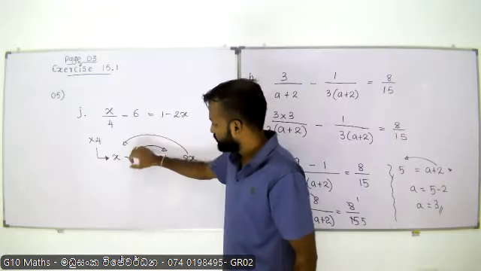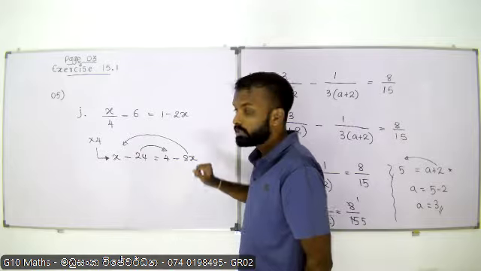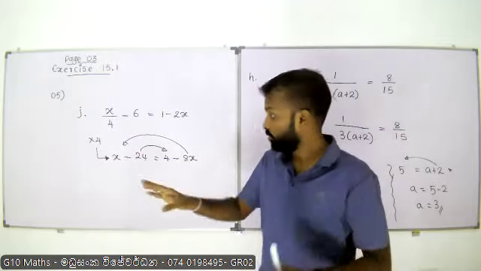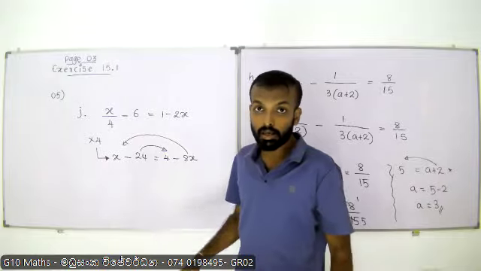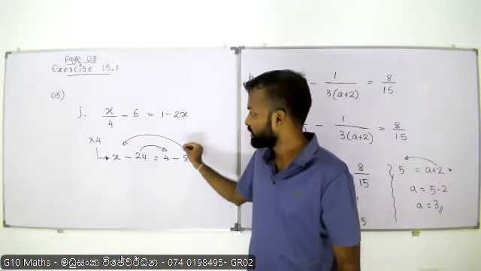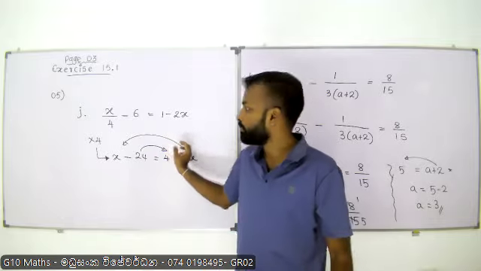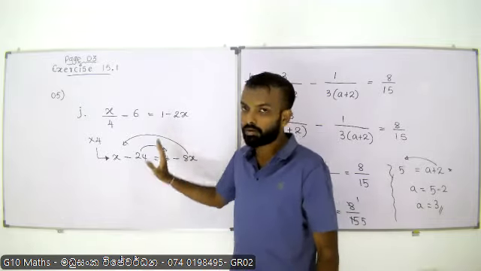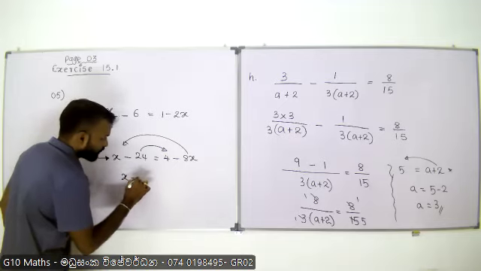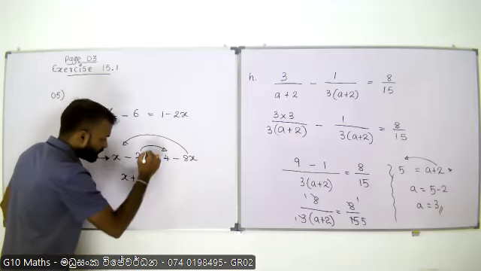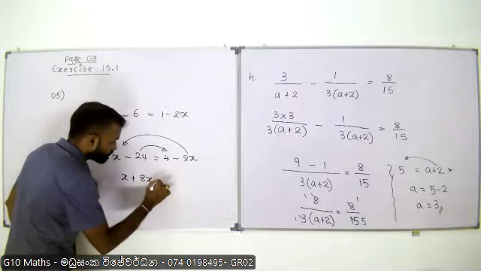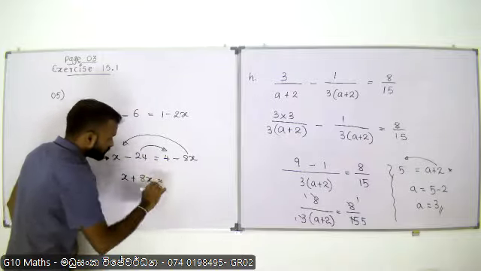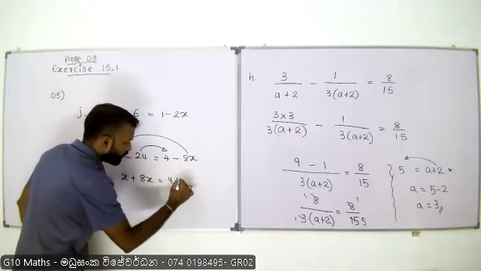Minus 8x goes this side. Minus 24 goes this side. Right. Imagine, I'm putting arrows so that you understand what I have done here. By a single step, I am doing both. Right. x is here. This is plus 8x. 24 goes this side as plus 24.